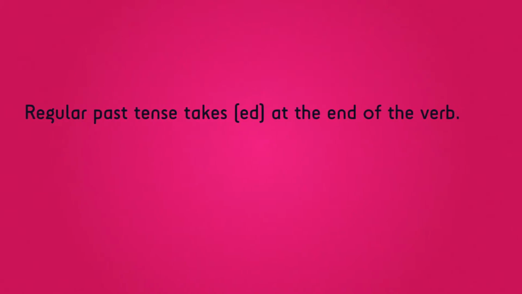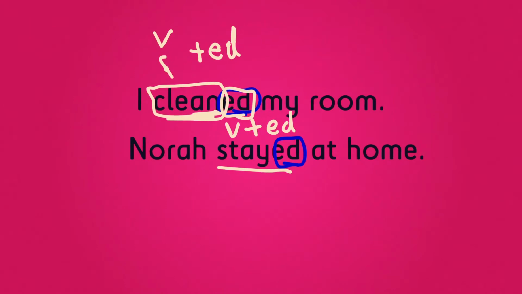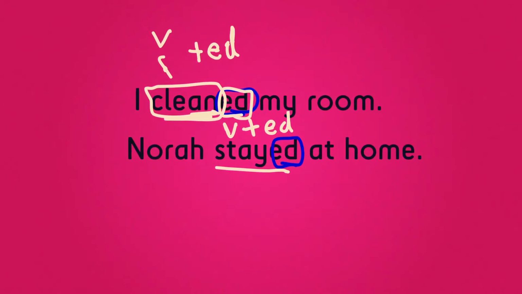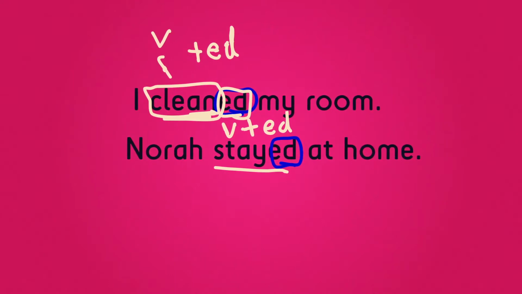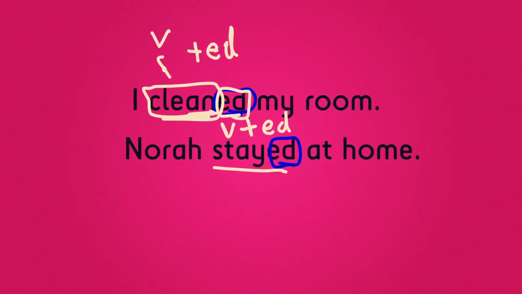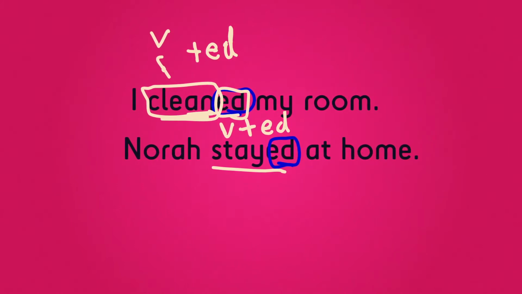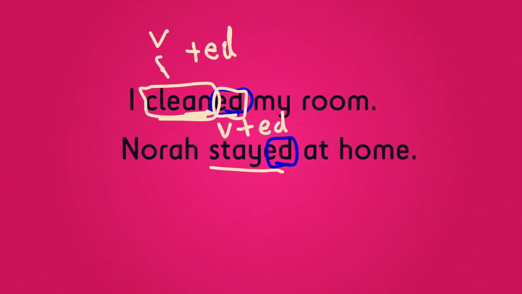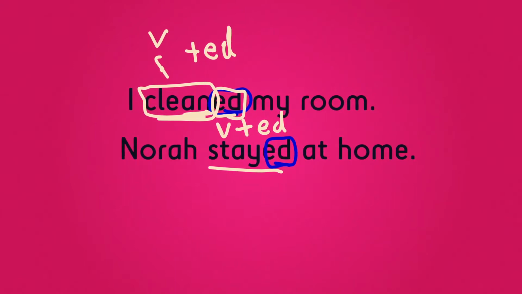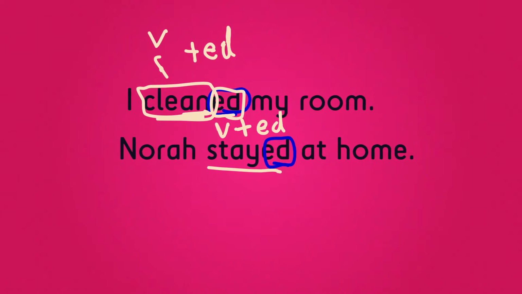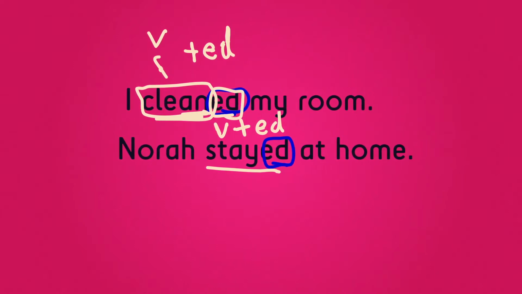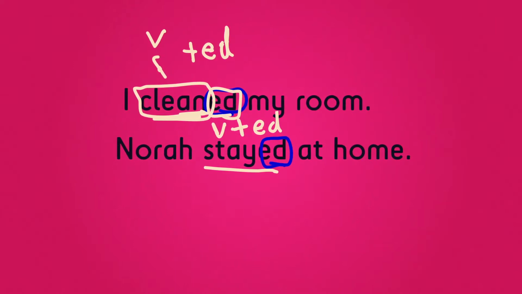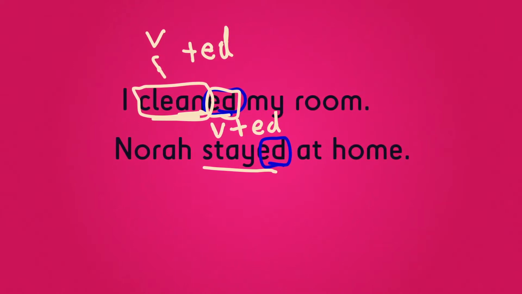Examples will follow in the next slide. We have here a couple of sentences that have the regular past tense in them. Let's read the first sentence. Number 1. I cleaned my room. So here we have cleaned. Here is the verb. The verb is cleaned. Okay. Clean is the verb. When I want to bring the past, I will take clean and add ed. Add plus ed equals regular past verb or regular past tense.